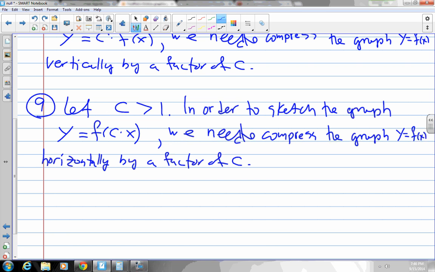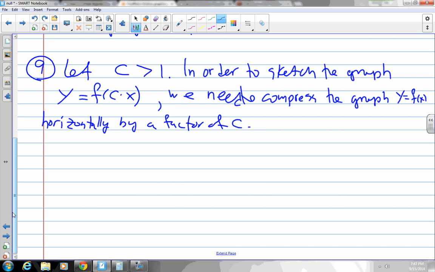And we will not notice this with parabolas, but if you have a function that has multiple x-intercepts, then you're really going to notice this shrinking or stretching. And let me write part 10, and then we'll start doing examples. So part 10, you're going to make it less than 1, so again, do the opposite. It will stretch it horizontally.